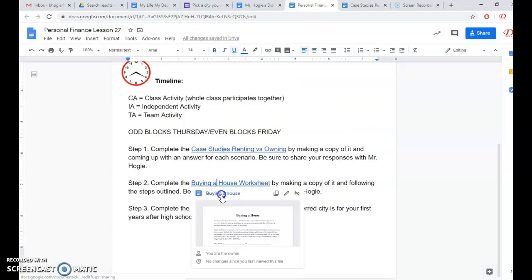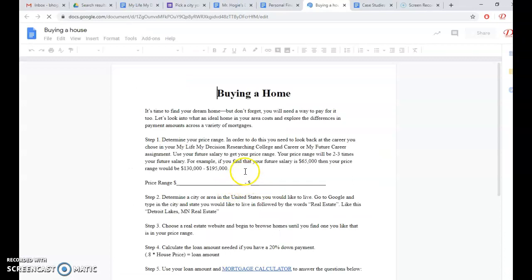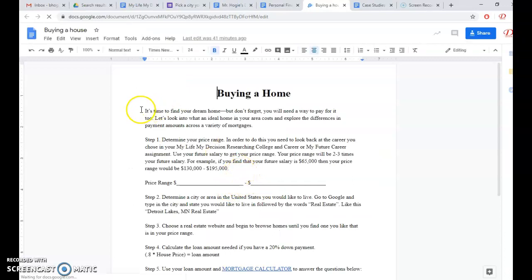The second one here will take a little bit longer, and that's buying a house. It says here that it's time to find your dream home, but don't forget you're going to need a way to pay for it. So what you're going to do is look for your ideal home in a city that you think you would like to live in when you get your first big girl, big boy jobs.